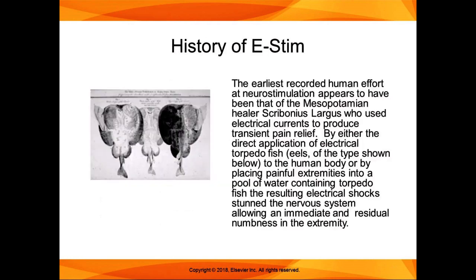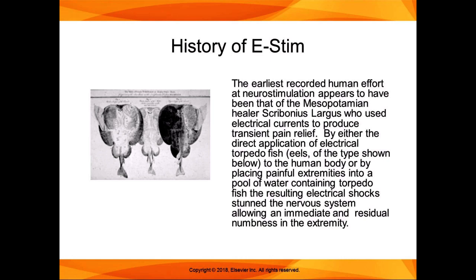So the first part of the chapter, the first page, has some history of e-stim. It talks about sort of what was developed in the 19th and early 20th centuries. There is some recorded history of a Mesopotamian healer in about 400 who used electrical currents to produce transient pain relief, either by directly applying electrical torpedo fish to the human body or by placing a painful extremity into a pool of water containing the torpedo fish.